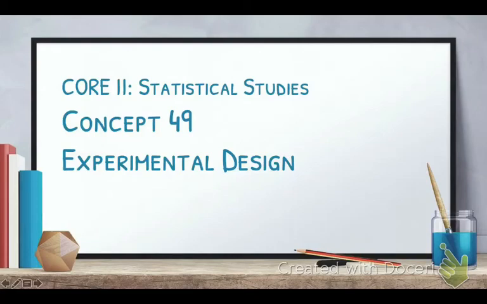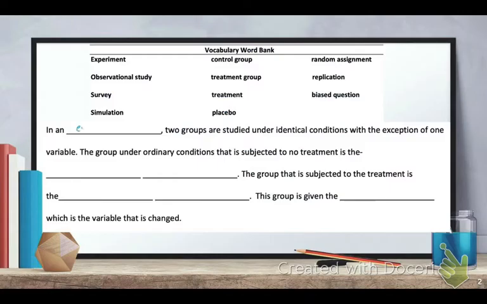Algebra 2, Unit 10. Let's continue looking at Core 2 statistical studies with the concept of experimental design. In an experiment, two groups are studied under identical conditions with the exception of one variable. The group under ordinary conditions that is subjected to no treatment is what we call the control group. The group that is subjected to the treatment is the treatment group. This group is given the treatment, which is the variable that is changed.